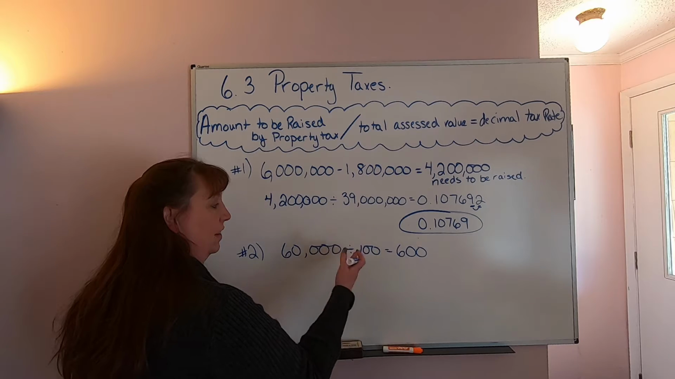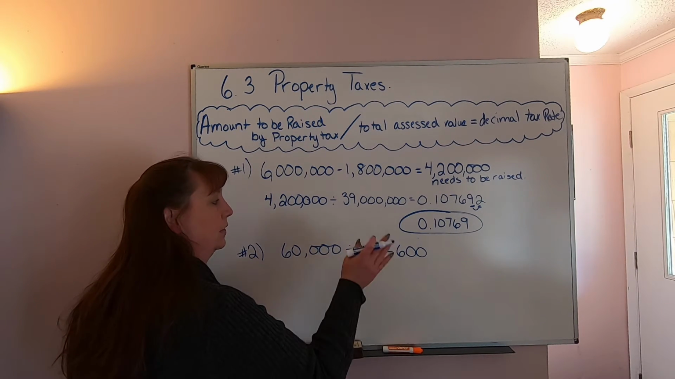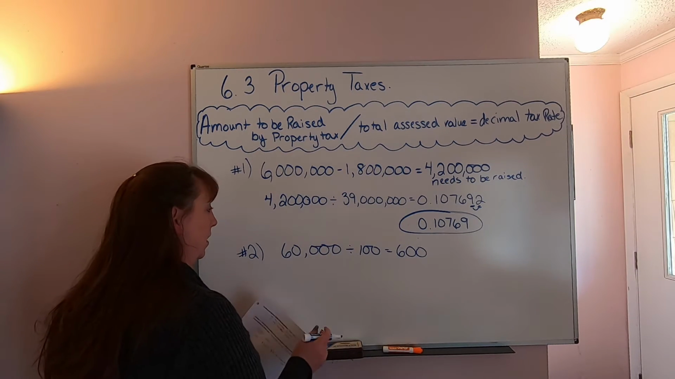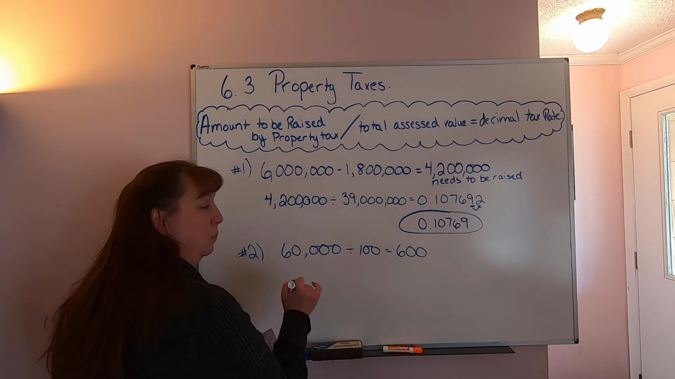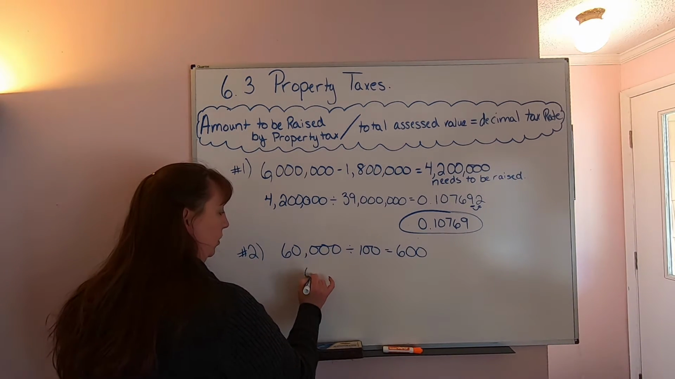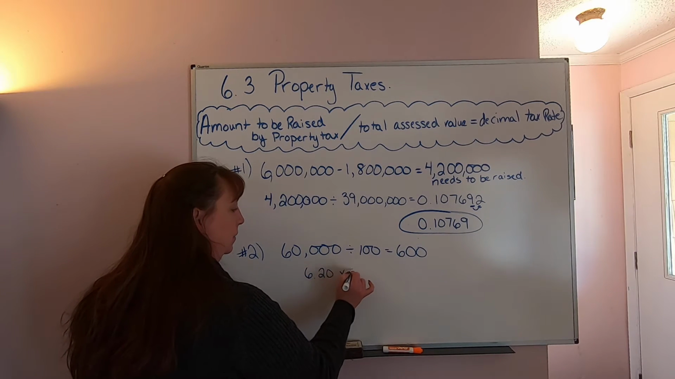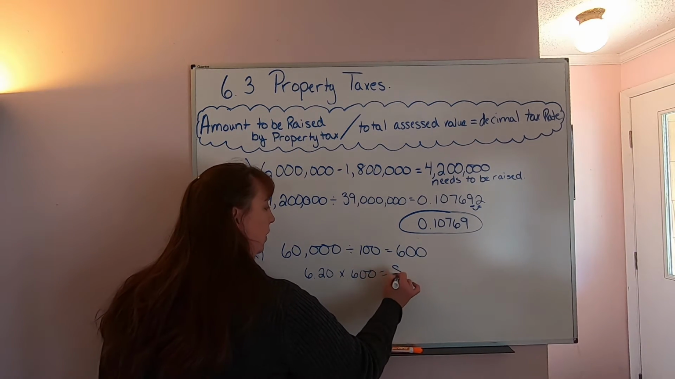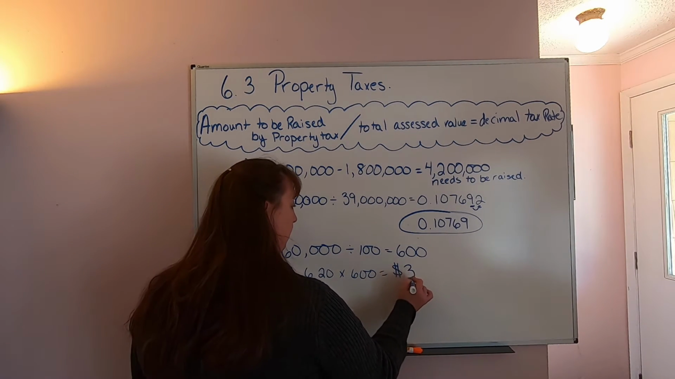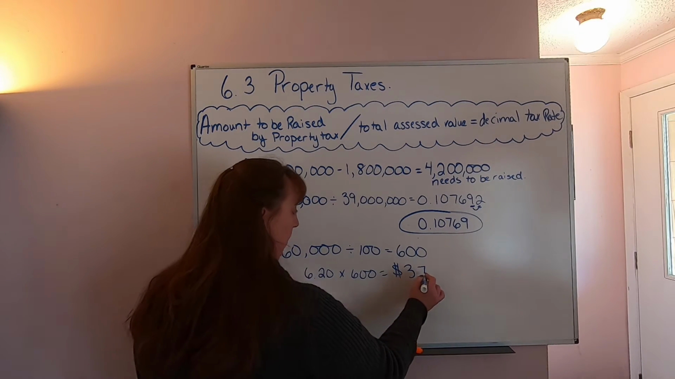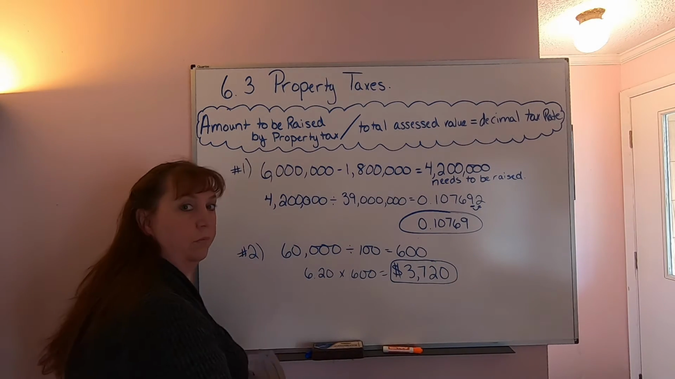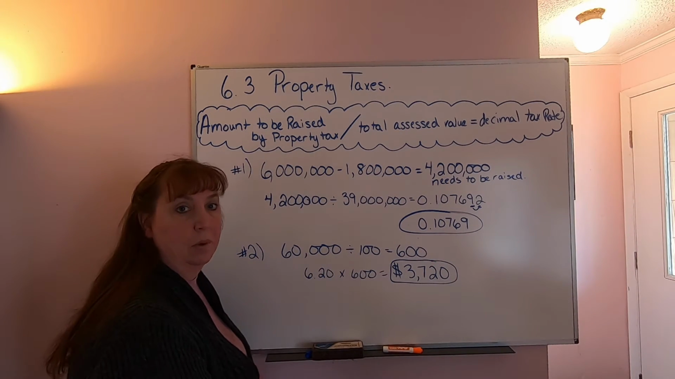So there's 600 hundreds. I think I said thousand. Sorry, 600 hundreds in the 60,000. So we need to pay $6.20 per every 100. So 6.20 times 600 gives us our property tax at $3,720. That's the amount of property taxes that the Watsons owe for this $60,000 property.